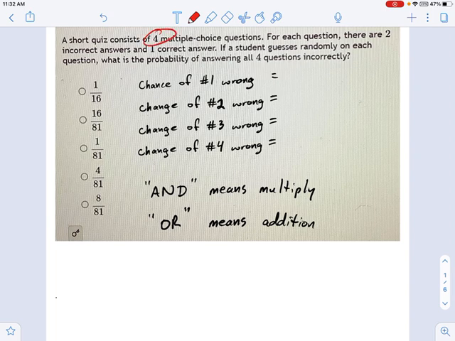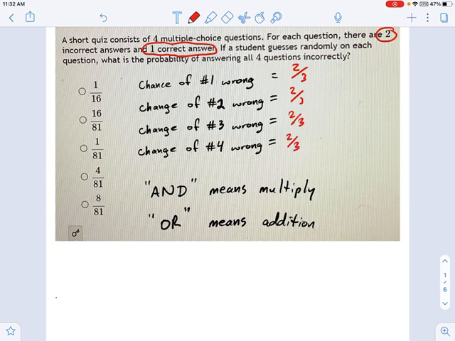There's 4 multiple choice questions in total. So how many incorrect? Let's see. We've got 2 incorrect answers and 1 correct answer. So what are your chances of getting it wrong? Well, it's going to be 2 out of 3, right? 2 times you guess the wrong answer, 1 time you guess the right answer. And that's going to go for each one of these things. Each one of them is a 2/3 chance you're getting it wrong.